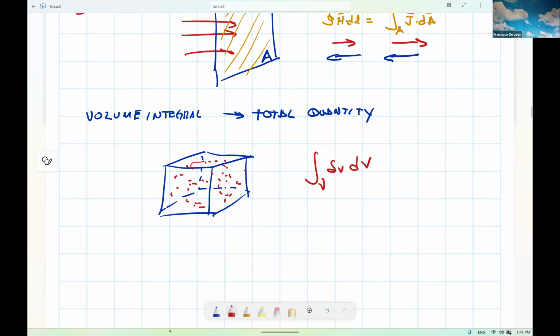Now, how did these charges get in? So I have a volume with uniform distribution. How did these charges get in there? Through the surface, right? There is no other way. They need to go to the surface.